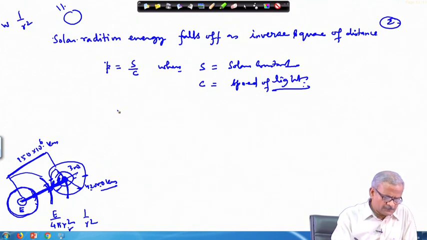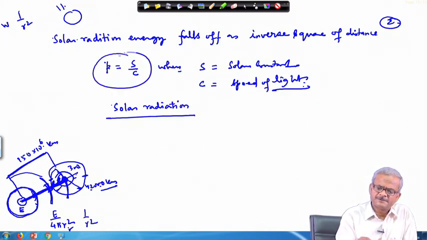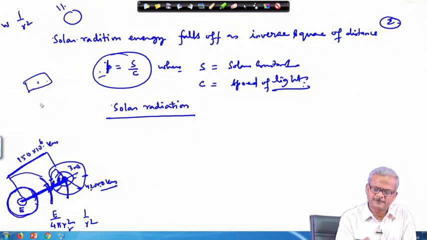So, the solar radiation torque. You can see that this is the pressure at any surface. If the pressure is known, then immediately you can calculate the force acting on the surface, and also the torque acting on the surface can be computed.